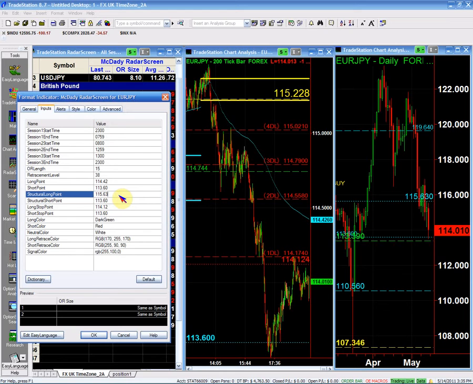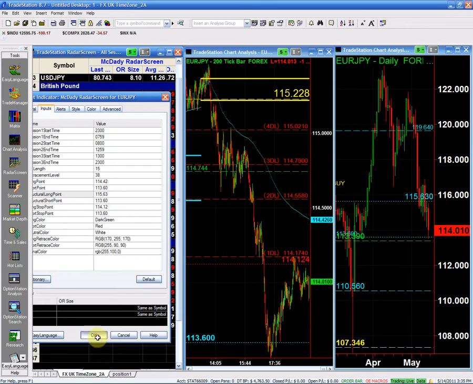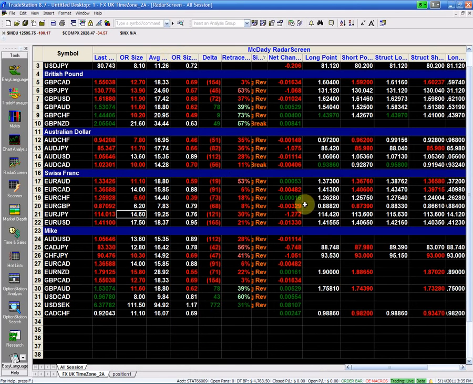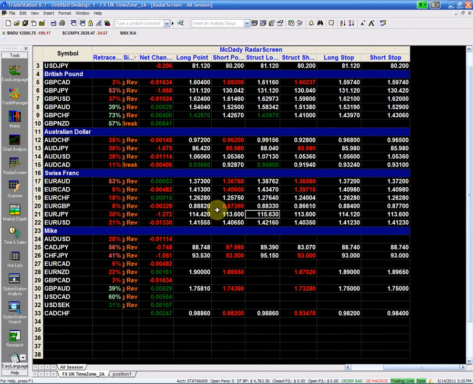So the euro yen, I'm going to buy the euro yen above 114.42, and if I buy it, my structural long is 115.63, and I'm placing my stop below 114.12. So I'm risking only 30 pips on that trade, because the 114.12 is prior momentum lows, and if it comes below these momentum lows, I don't want to be long.